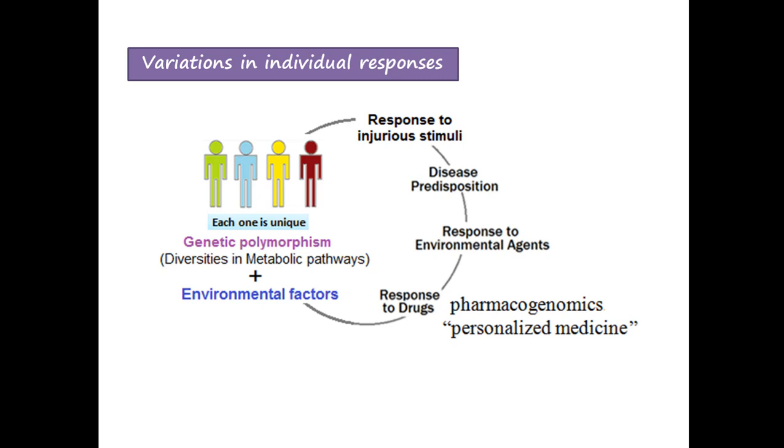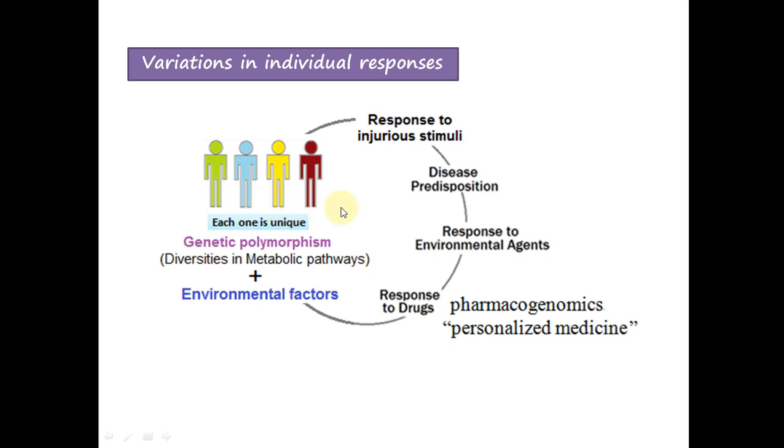Before going into the various mechanisms that are involved in cell injury, it is important to say that each individual is unique. Each person differs from the other in their response to injurious stimuli, and in the same way, different individuals have different disease predisposition, and they also differ in response to environmental agents. All these differences arise from the genetic makeup of an individual.